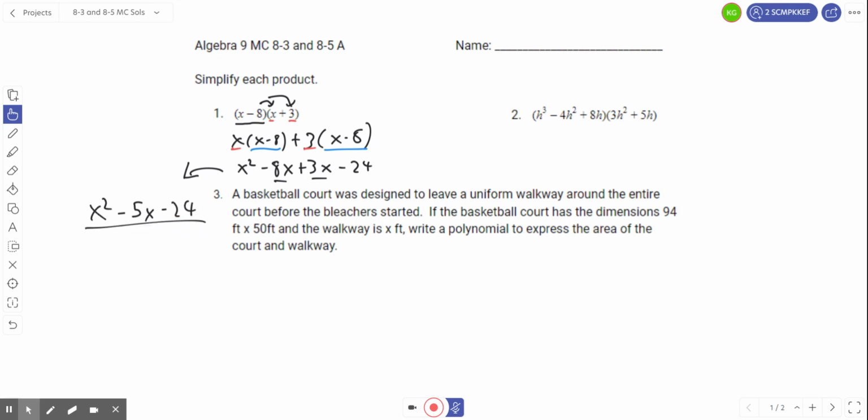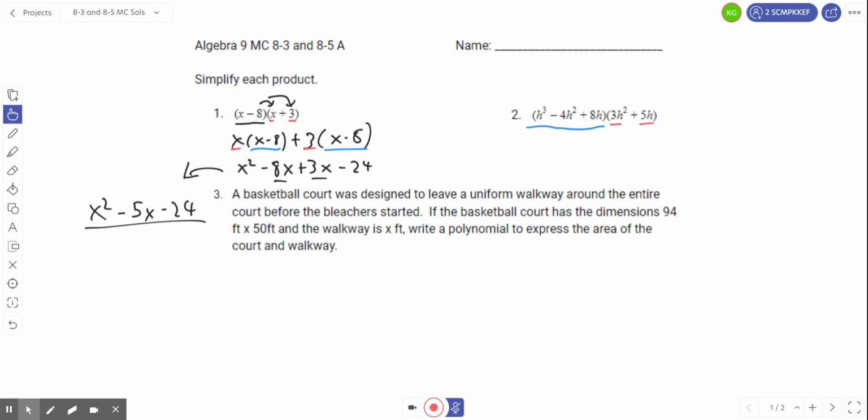That is my simplified form. Simplified the product. All right, the next one is more complicated. So now I'm going to use the same strategy. I'm going to take my first factor and distribute it to all the terms in the second factor.